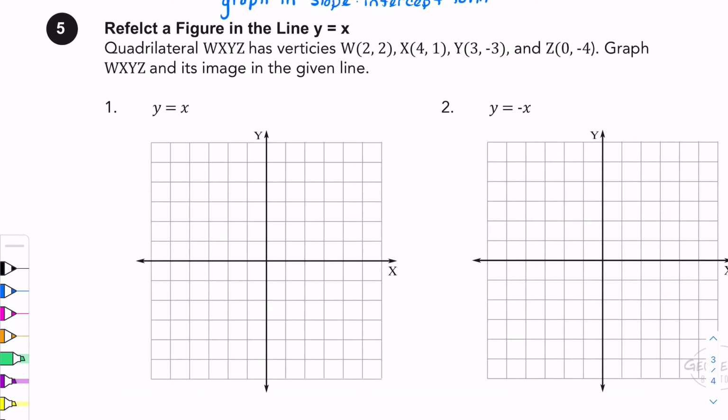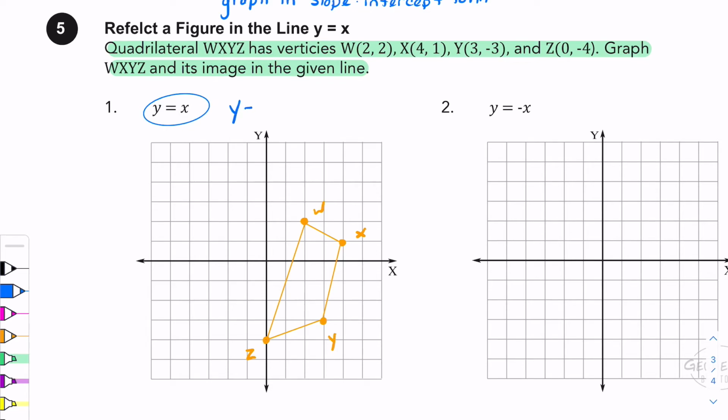Similar to the previous problems we're doing, we have to graph our image and then we have to reflect it across the given line. So we are graphing the image of W at 2, 2, X at 4, 1, Y at 3, negative 3, and Z at 0, negative 4. This is going to form a quadrilateral, or a four-sided figure. And we are graphing this across the line y equals x.